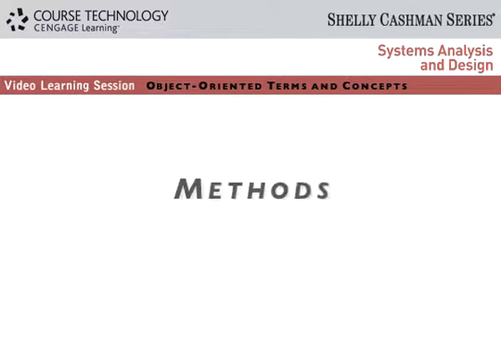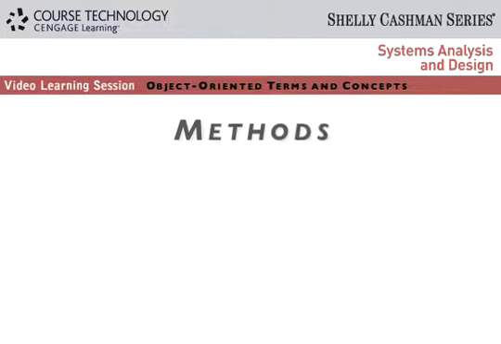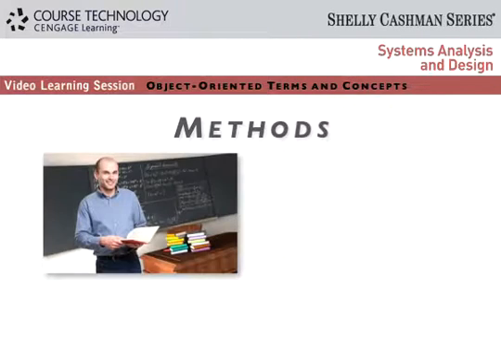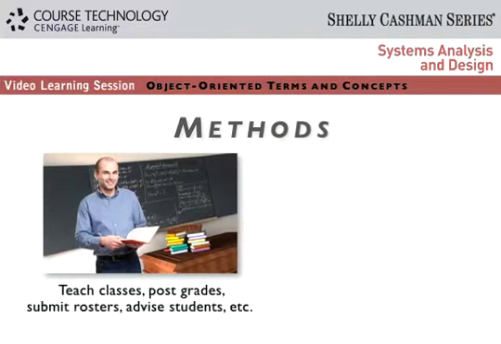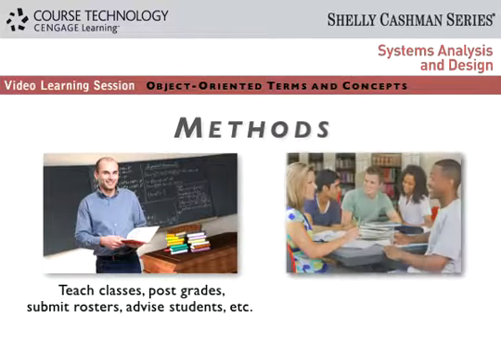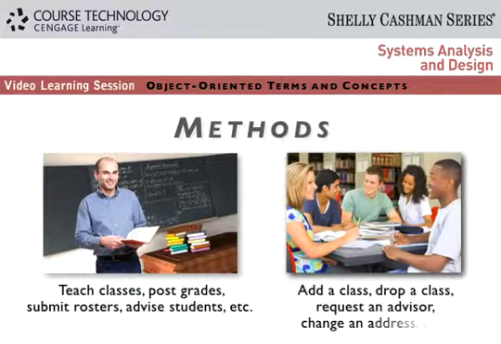Methods are the tasks that an object can perform. They are built-in capabilities that the object has. For example, an instructor object might teach classes, post grades, submit rosters, advise students, and so on. And a student object might add a class, drop a class, request an advisor, change an address, and so on.